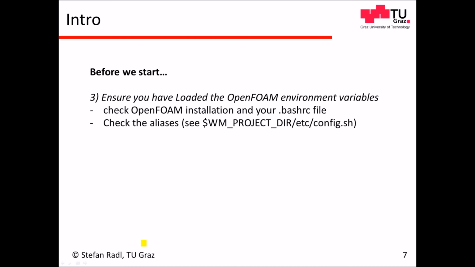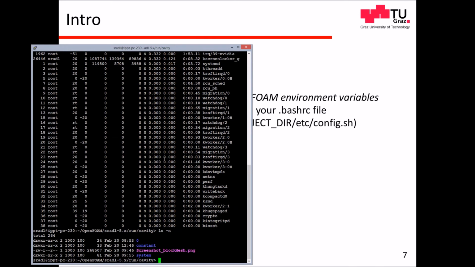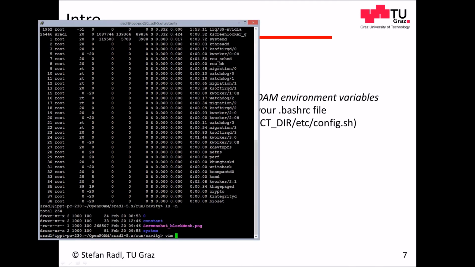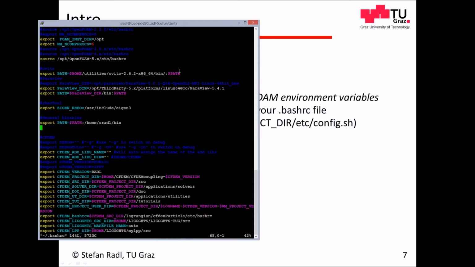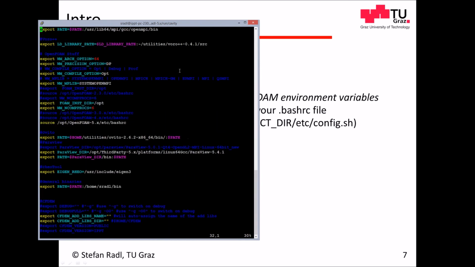Before we start, we have to ensure that the OpenFOAM variables are loaded. It's important to check that your OpenFOAM installation is sourced in your bashrc file. We are working on this openSUSE system, and if I check my bashrc file in the home directory, you will see that I do this here: source /opt/OpenFOAM/x/etc/bashrc. This is also in the installation instructions of OpenFOAM.